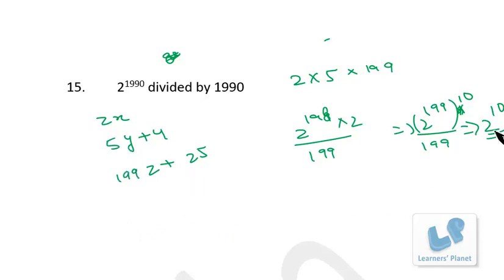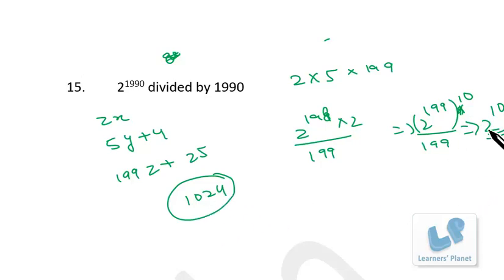See, when I was calculating 2 raised to 10, that is actually 1024. That is in 2x format, and that is in 5y plus format, and that is in 199z plus 25 format. So the final answer will be this only, 1024. Right? So when 2 raised to 90 is divided by 90, the remainder is 1024.